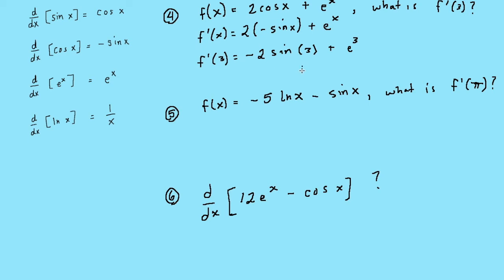And this would be our answer. We'd get negative 2 times sine of 3 plus e to the third power, and we'd calculate that using a calculator in radian mode, and this comes out to 19.803. However, this is just an approximation.